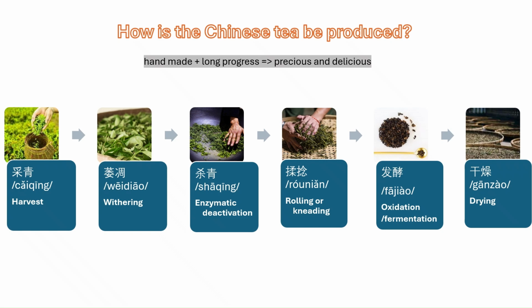So this is the first step, 采青, harvest. Then withering. From the moment the leaves are separated from the plant during harvest, they begin to wither.